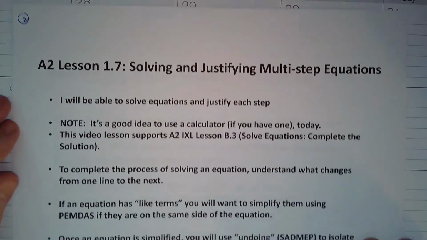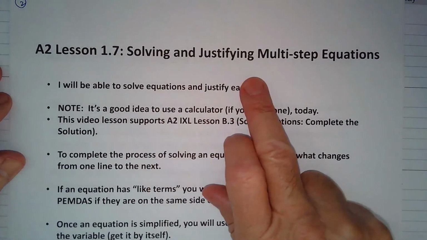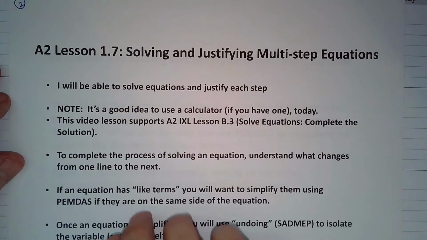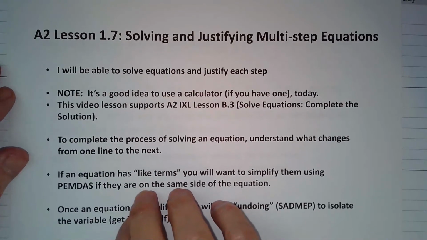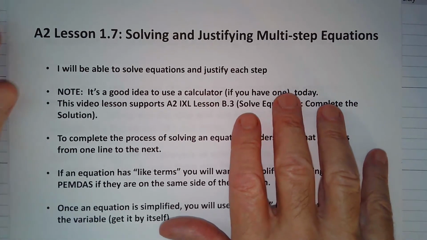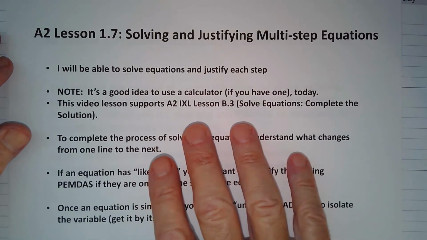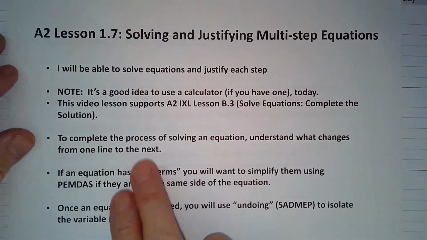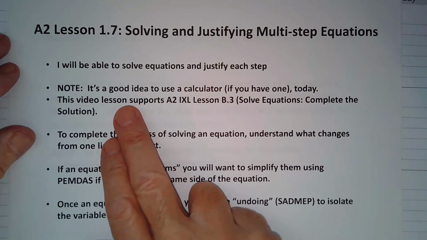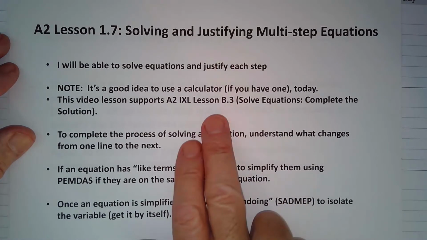Okay, so this lesson is about solving and justifying multi-step equations. So everything you do in math, you can justify. And what justification is really all about is understanding what you have to do next. And you should be able to tell just by what you see in the equation when you start. So again, it's a good idea to use a calculator if you have one, although today's is a little bit simpler.